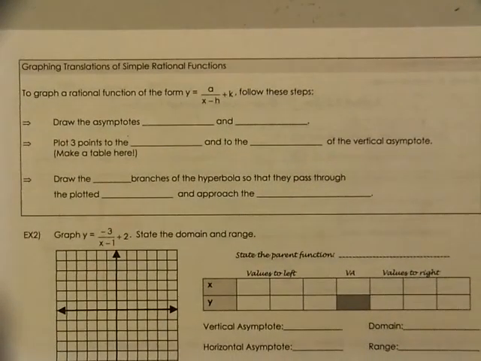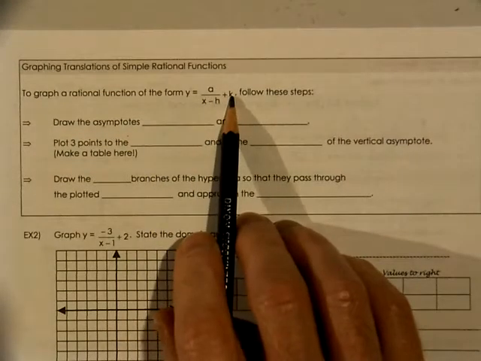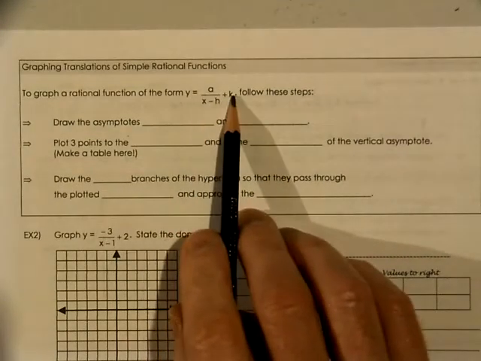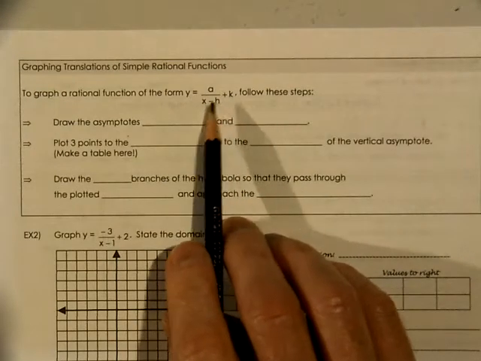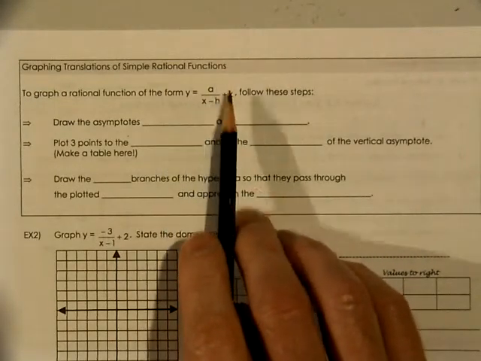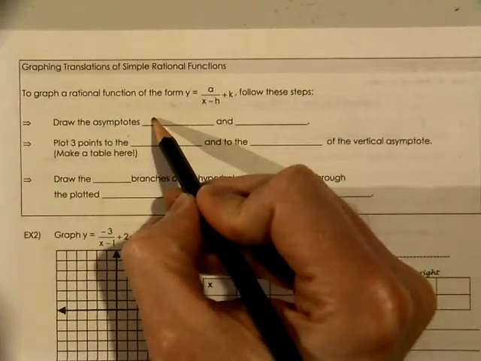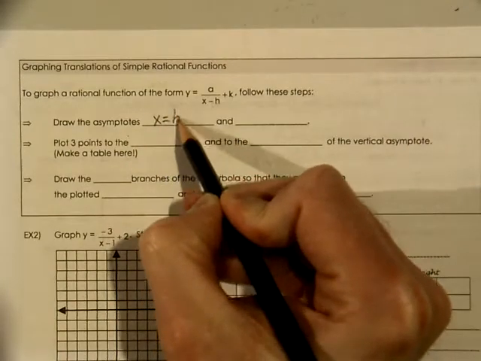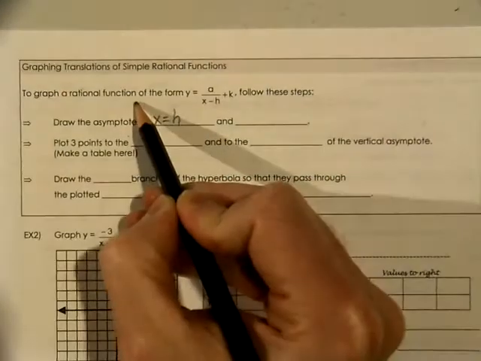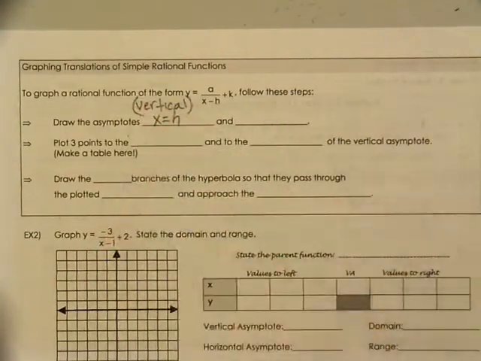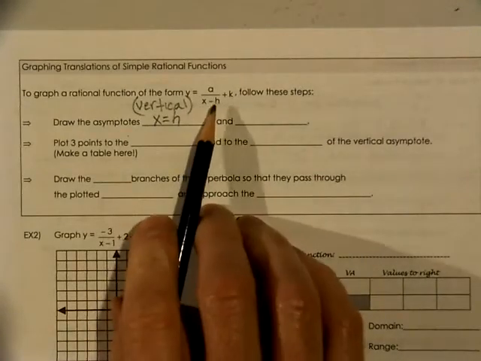Alright, these are the rules for translations. So when we're working with translations, we're dealing with H's and K's. So similar to other types of equations we've dealt with, the H moves it right and left, the K moves it up and down. So the asymptotes we're going to draw are going to be located where H is. x equals h is your vertical asymptote, wherever the h value is.